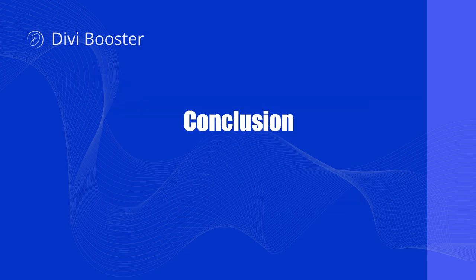And there you have it. With just a few simple steps, you can enable automatically looping YouTube videos in Divi. It's a fast and effective way to enhance your site's visual appeal and keep your audience engaged.